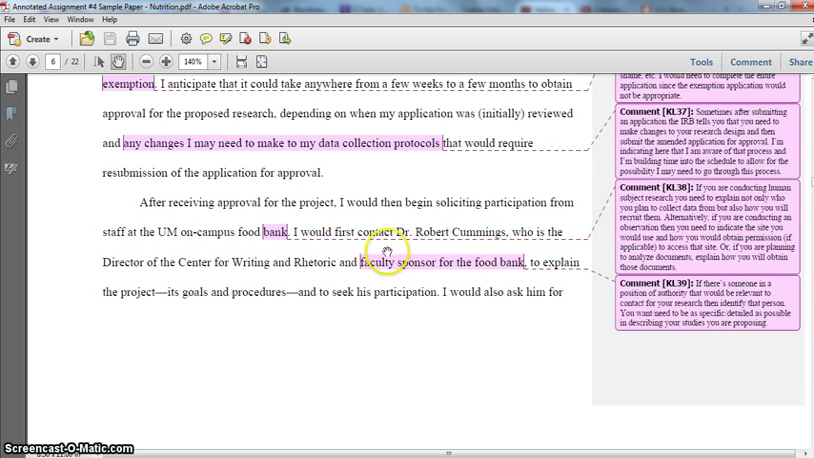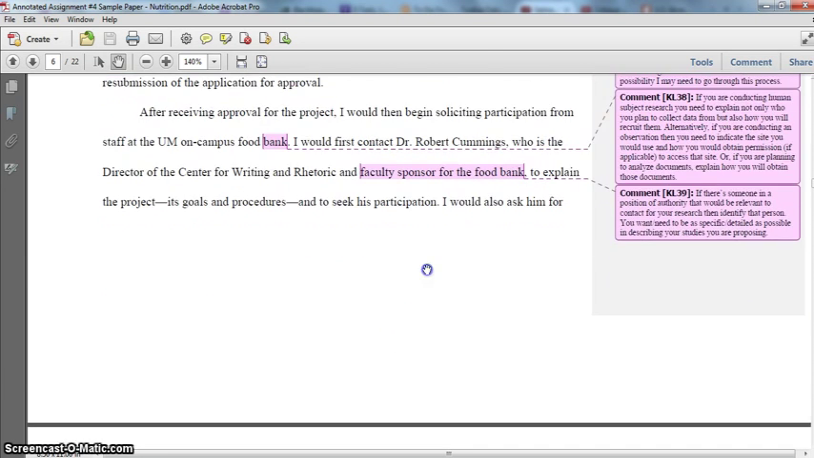Now, I identified the person that I would contact to make my initial contact with to seek permission or participation in the project, and I explained why I would choose this person. Being the faculty sponsor for the food bank, he of course would be the person that I would go to. In asking for his participation, I would need to explain my project. I would need to explain why it is I'm doing the project, and then what the project would entail, and specifically what I would be asking him to do.